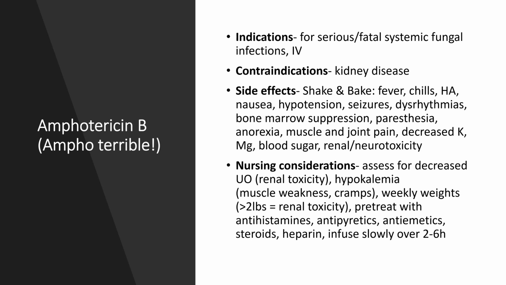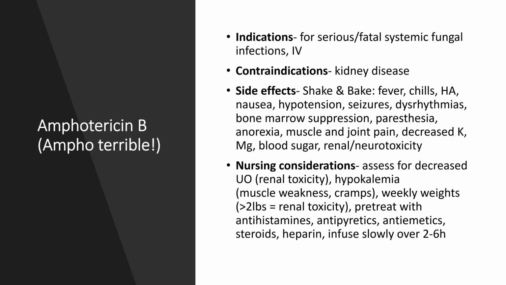You can see bone marrow suppression with this, paresthesia, anorexia. They will commonly experience muscle and joint pain. You'll have a decreased potassium, magnesium, blood sugar, and you'll also can see renal and neurotoxicity. So with this one, your nursing considerations are going to be assessing for a decreased urine output to look for renal toxicity. You're going to assess a CMP.